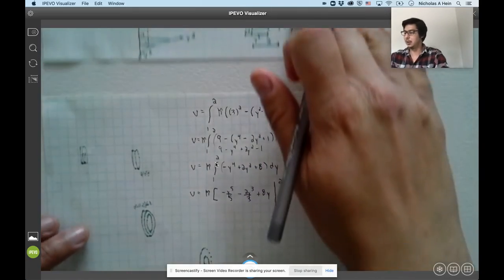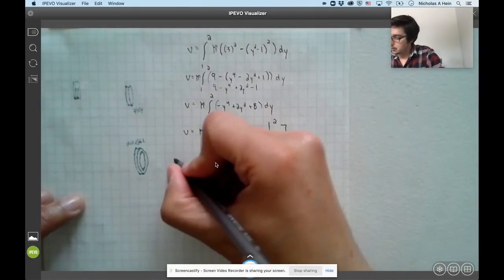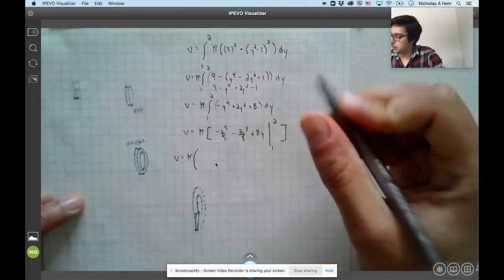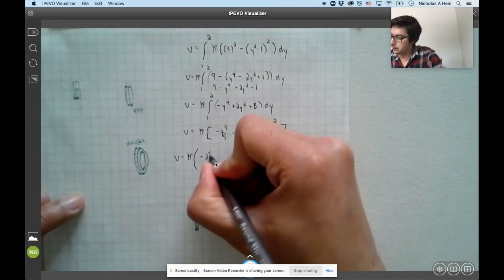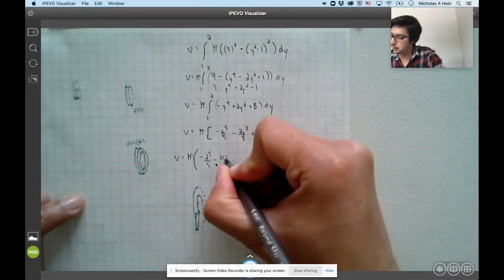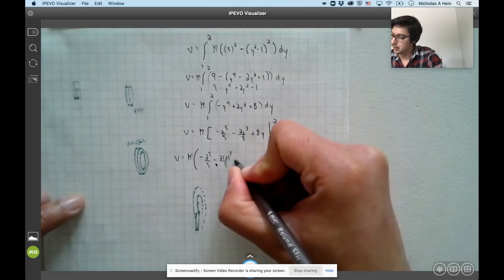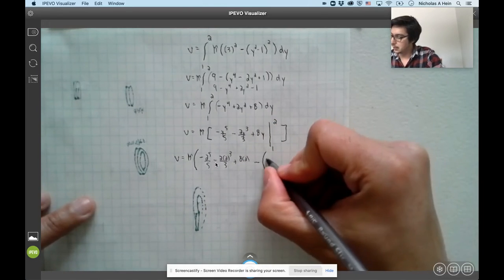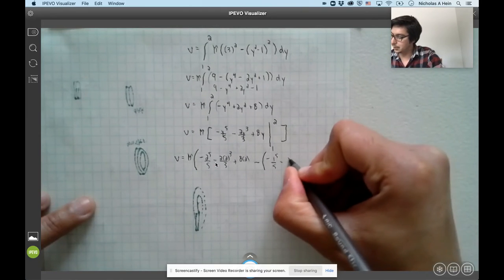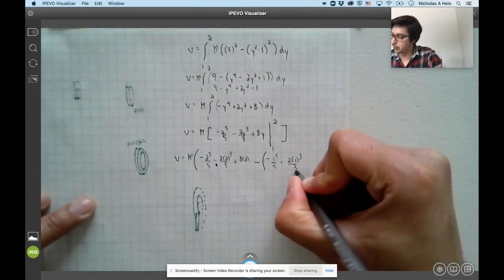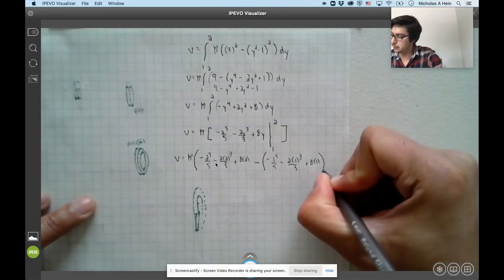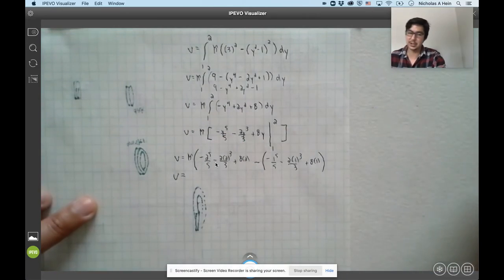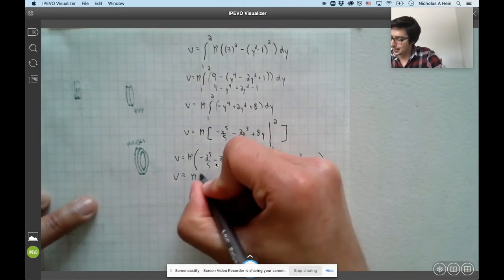And plugging that all in, we're going to get volume is pi times, let's see here, negative 2 to the fifth over 5 minus 2 times 2 to the third over 3 plus 8 times 2, minus negative 1 to the fifth over 5 minus 2 times 1 to the third over 3 plus 8 times 1. And as much as I just want to use a calculator, we'll keep going by hand.